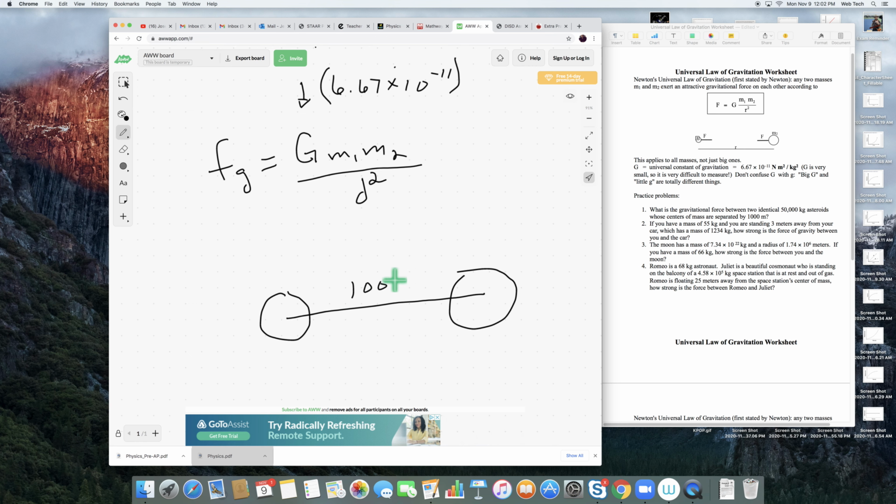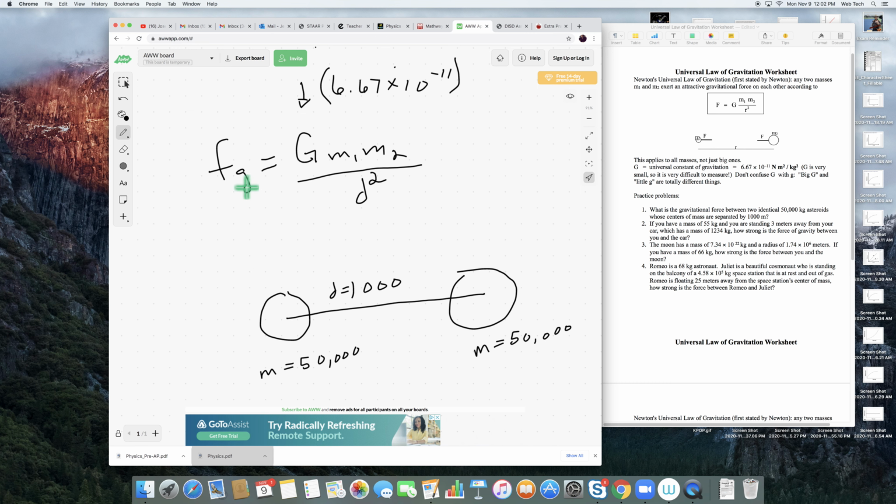So the distance is 1,000 meters, and the masses of each of these are the same, they're identical. That's 50,000 kilos. That's pretty massive. So the question is, what is the strength of the gravity between these two objects, right? These asteroids, as it were, in the problem.